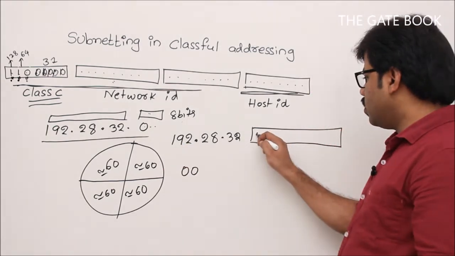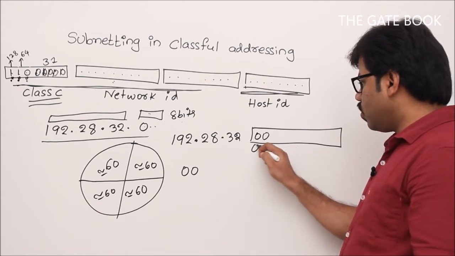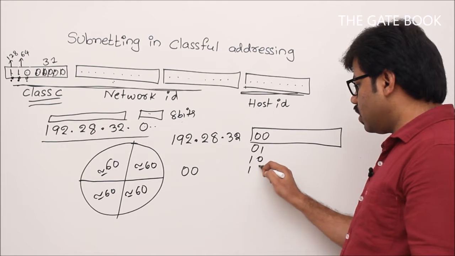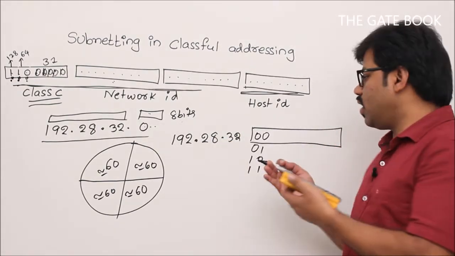So one is 00, and I can borrow from anywhere. I can take 00, 01, 10, 11. This is one model. Let me focus on this one. So in classless addressing, the same thing we did.